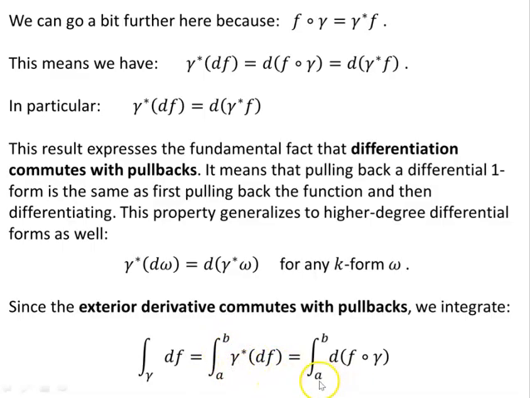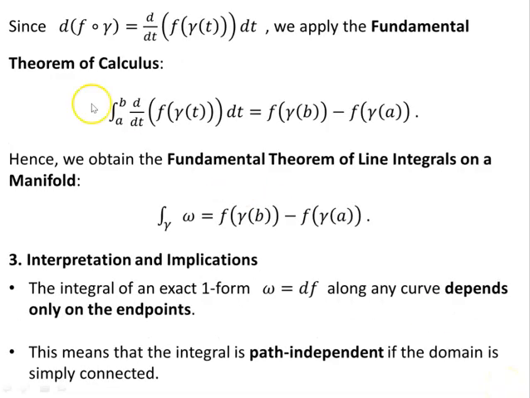All right. But that's also equal to the integral of the exterior derivative of f composed with gamma, which is a scalar function of the single variable t, if you remember from earlier in our examples here. All right, since the exterior derivative of f composed with gamma is d/dt of f of gamma of t, dt, we apply the fundamental theorem of calculus, and the integral from a to b of d/dt of that with respect to t is f of gamma of b minus f of gamma of a. Hence, we obtain the fundamental theorem of line integrals on a manifold.